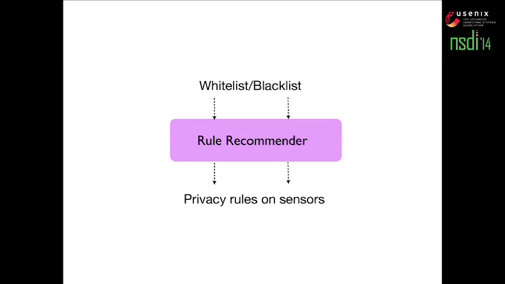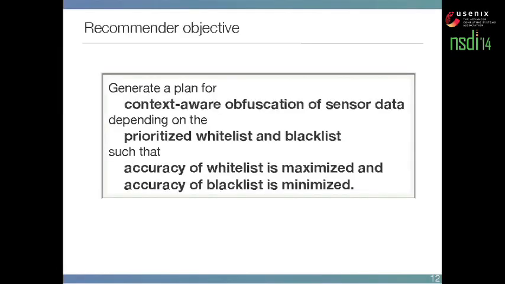So in the next few slides, I'm going to talk about how the rule recommender works in ipShield because it forms the core of our work, and look at the design choices that we made for implementing this rule recommender. Now, if you think about the rule recommender, the grand goal here is to generate a plan containing the context-aware obfuscation of sensor data. So it should tell you how you should transform your data before sharing. And it should depend on the prioritized whitelist and blacklist that has been configured by the user, such that the accuracy of the whitelist is maximized and the accuracy of the blacklist is minimized.